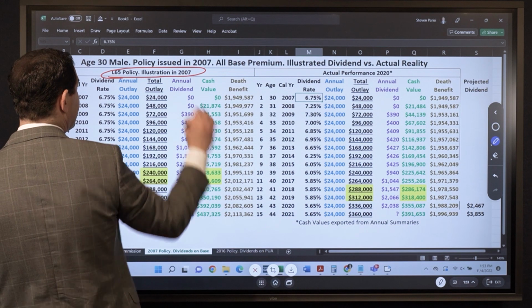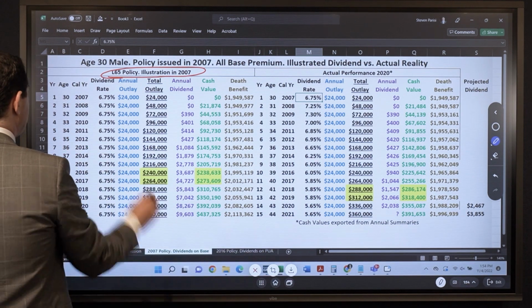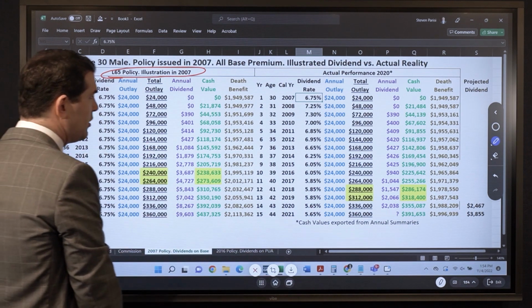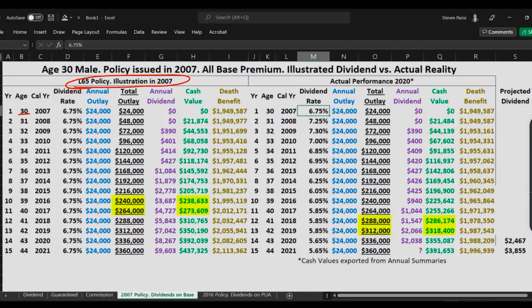In 2007, I was in college at the time, and this was for a 30-year-old individual, ultra preferred. The health rating classification with this company at that time was super preferred. Here's the dividend interest rate, 6.75%. Here's what he paid, $24K per year, and this assumes any life insurance illustration will do this.